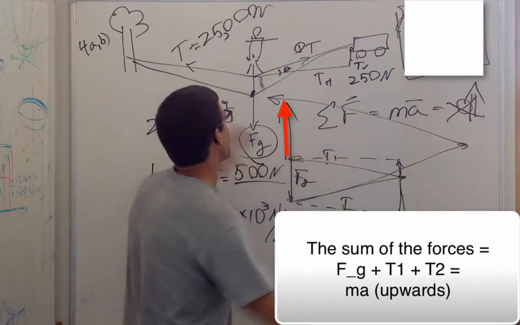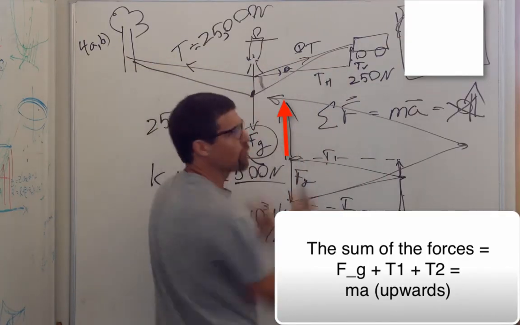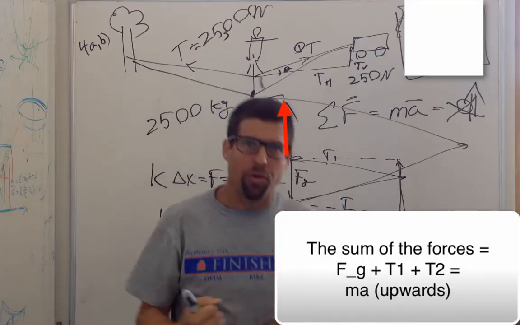And so that greater tension is also going to provide a greater horizontal force. It will be more likely to pull your car out of the mud.